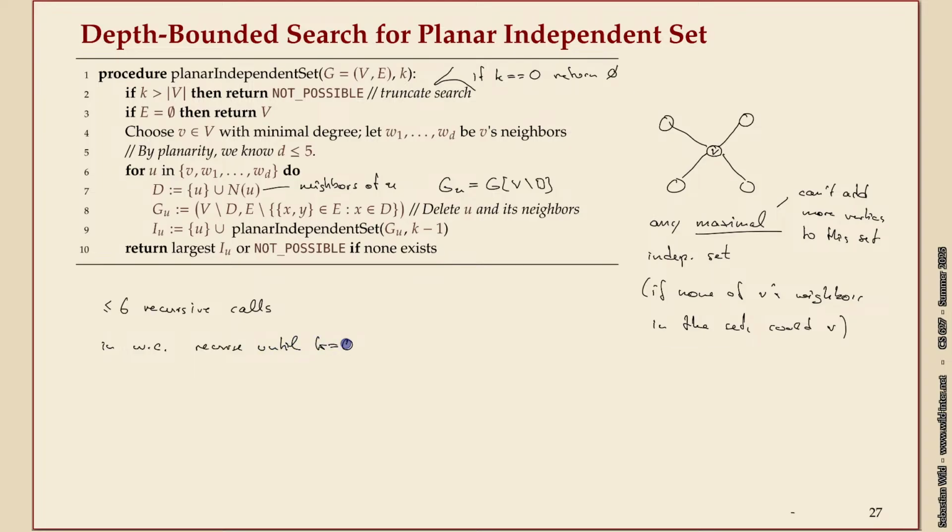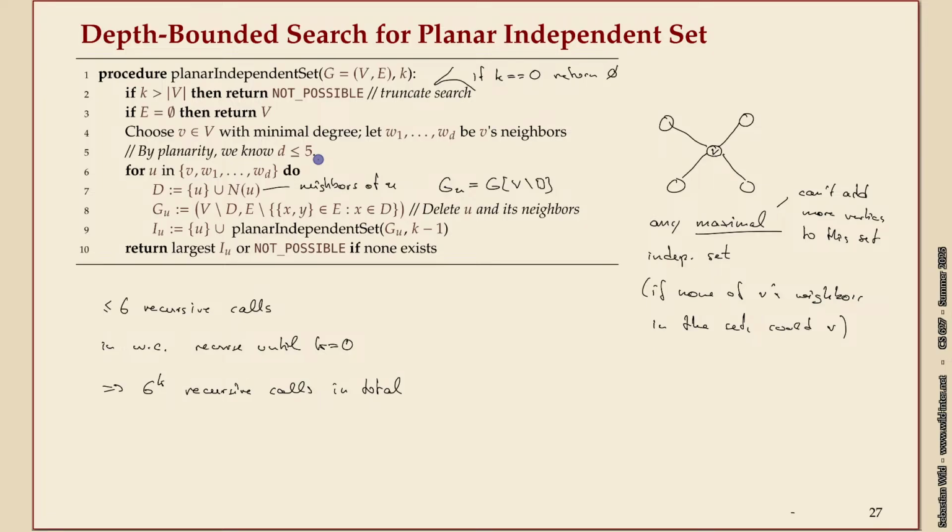And so we branch out 6-fold in each step and we go k steps down. That gives us a search space of 6 to the k. Again, this is just the worst case. Most graphs won't have the maximal degree equal to 6 all the time. It's hardly possible in planar graphs, but as a simple bound, that's the best we can say.